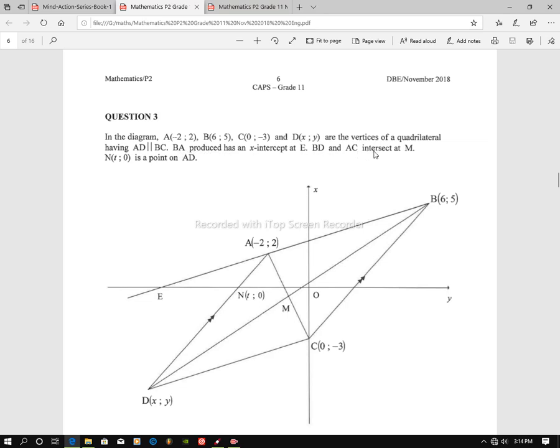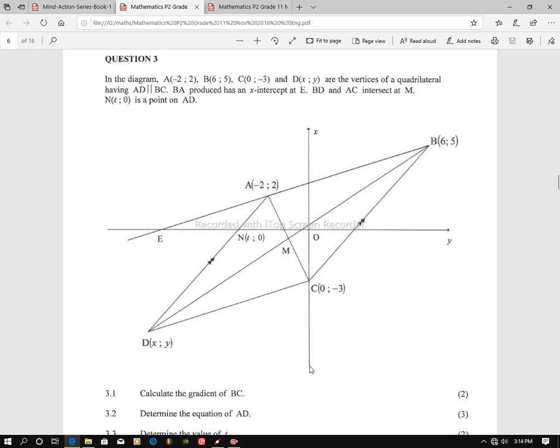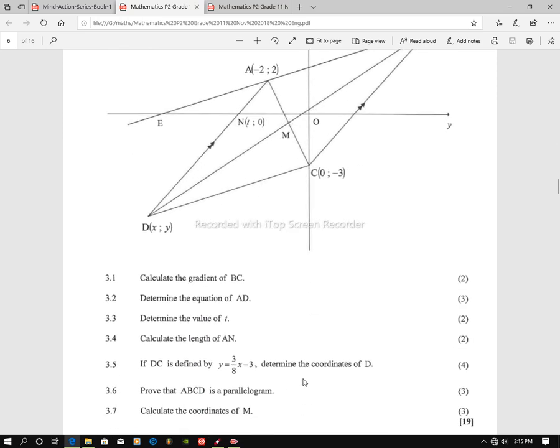DB and AC intersect at M. N is T and 0. You can also be asked to give or calculate the value of T, and is a point on D. Well, this is so much. Basically, what they told us is right here on the diagram. Reading all that can be boring, but it's important to read and understand the statement before you jump into the questions. So let's just go to the questions.